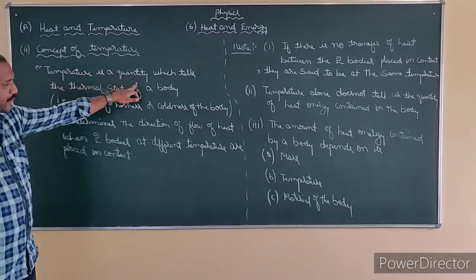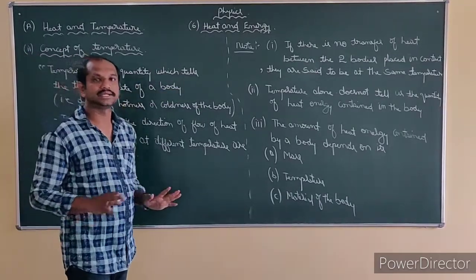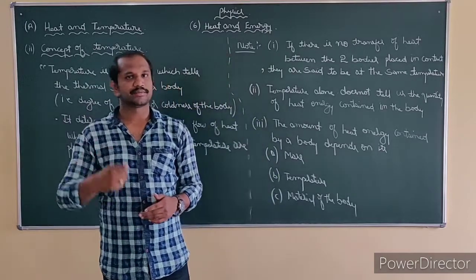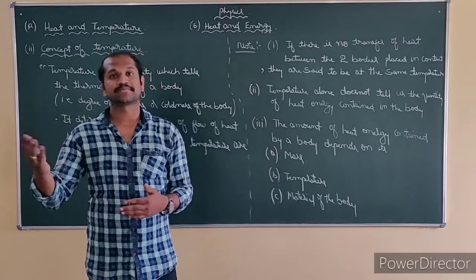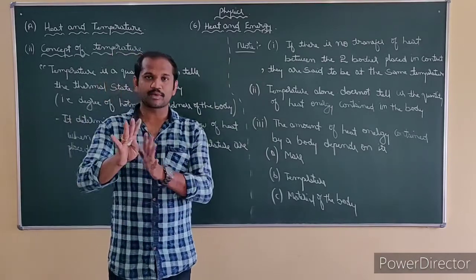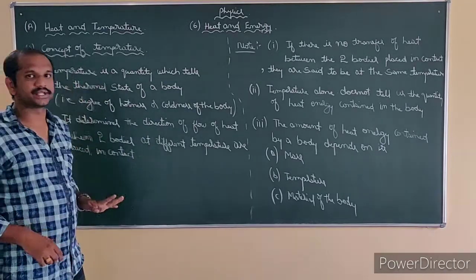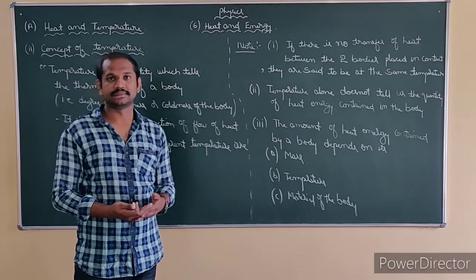So temperature is a quantity which tells us the thermal state of the body. Which instrument do we use to measure it? The thermometer. We have different types: clinical thermometer, laboratory thermometers. A thermometer is a device which is used to measure the temperature of a body.